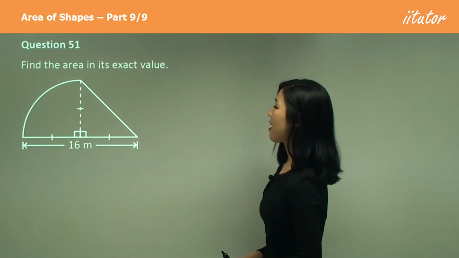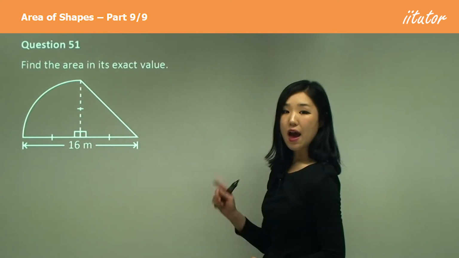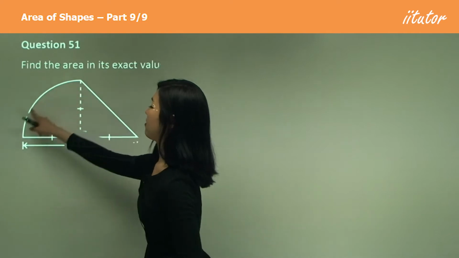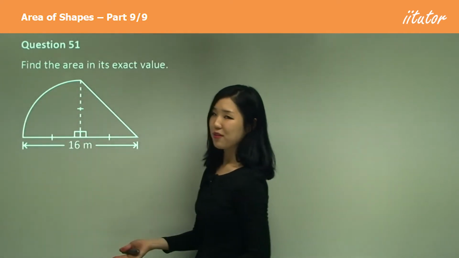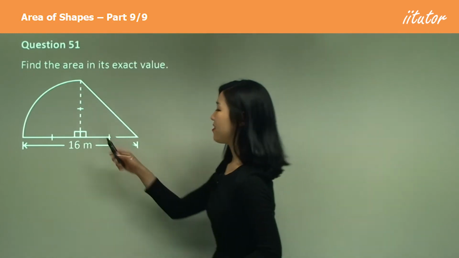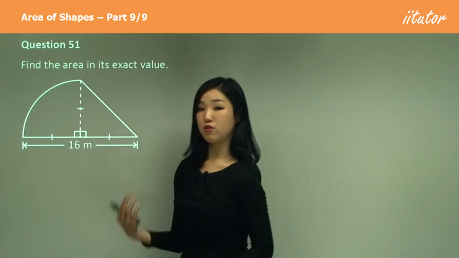It says find the area in its exact value. Have a look at the figure. You can see that the shape is a little pizza slice. I don't know, I just like calling these things a pizza slice. It's the sector of a circle, isn't it? So this is just a little bit of a sector of a circle.